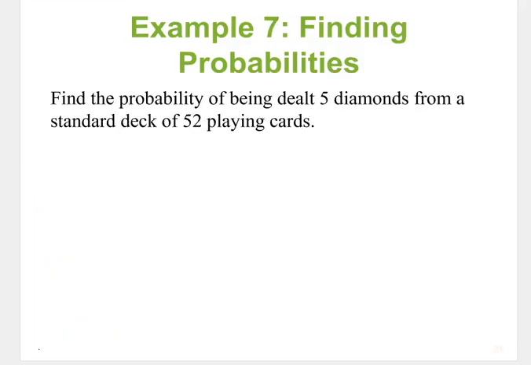All right, here's another example. And again, these are all just showing you different ways that you can apply these probabilities that we just talked about. Find the probability of being dealt 5 diamonds from a standard deck of playing cards. Okay, this one's a little bit more involved. So in a standard playing deck, there's 52 cards, but there's only 13 diamonds. Okay, so let's talk about that first. Playing cards, there's 13 diamonds.